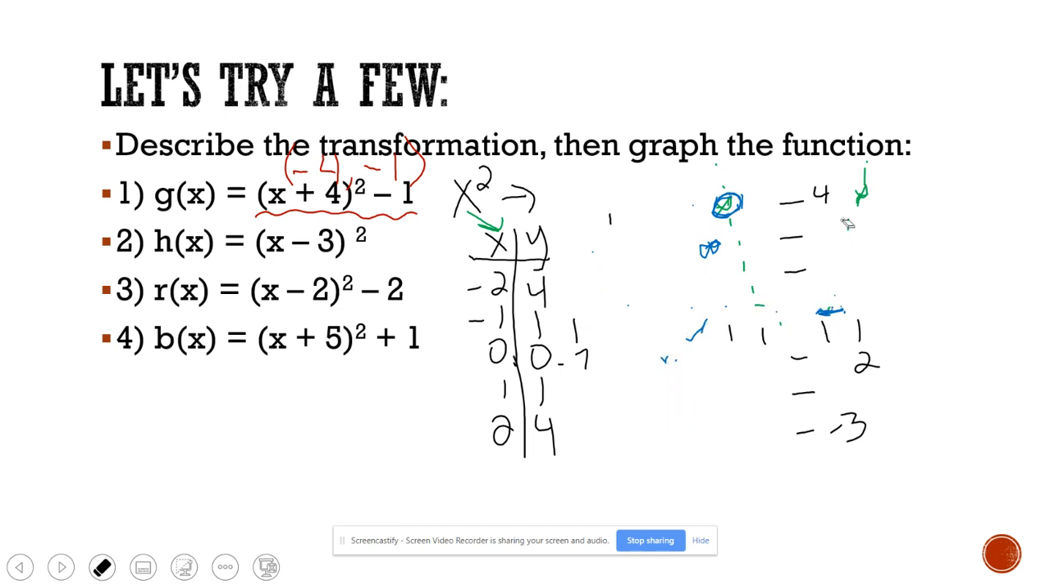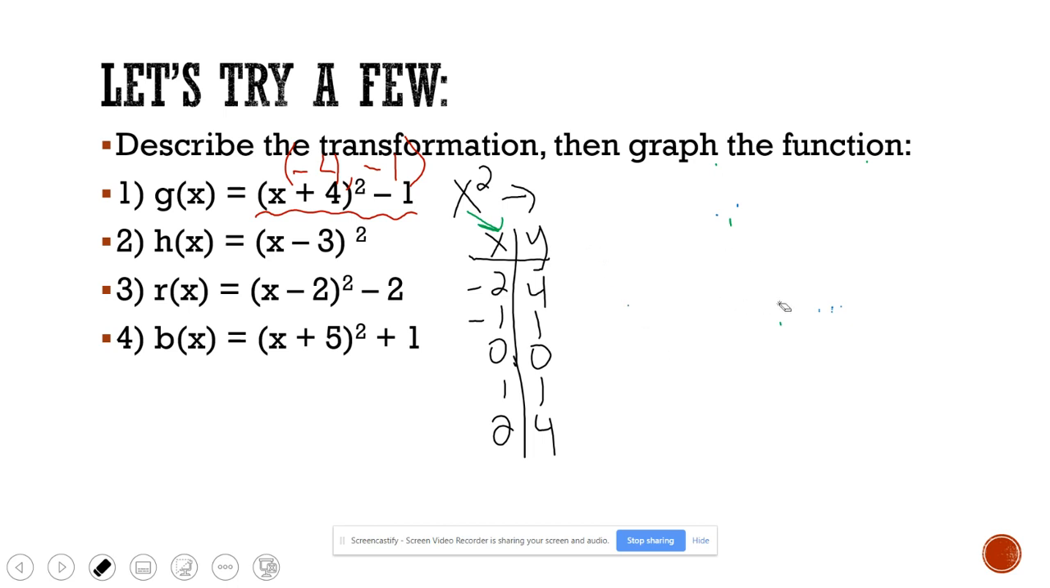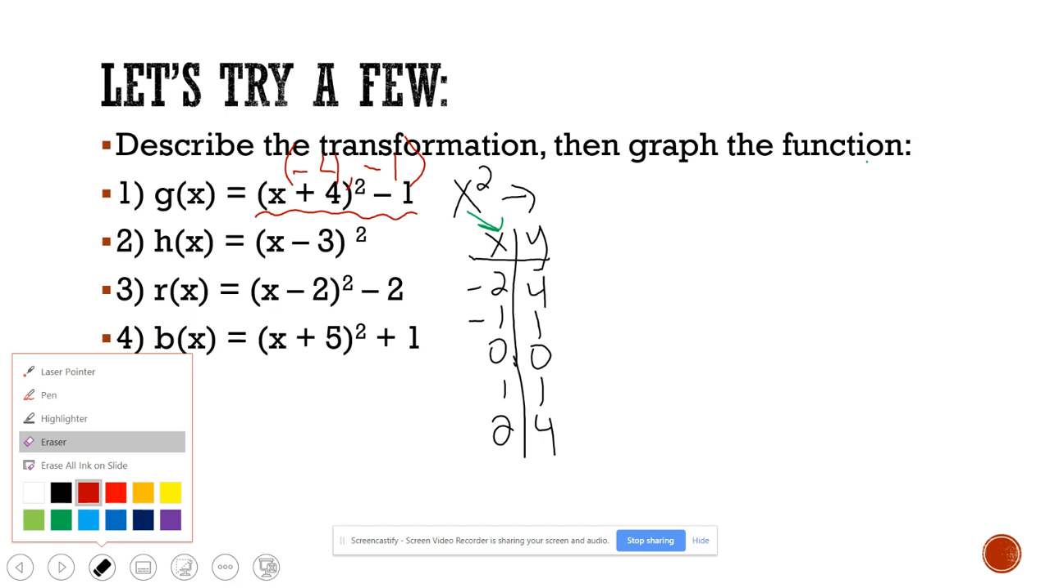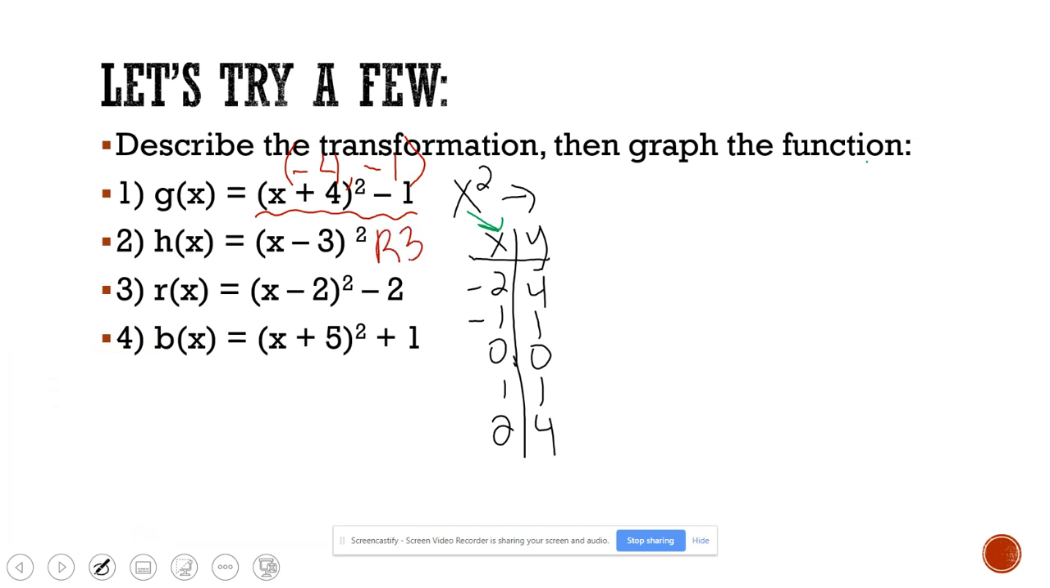Let's try another one. Let's do number 2. Number 2, we said, was going right 3. And that was it, only right 3. There was nothing outside here that we were adding or subtracting, so we aren't going anywhere up or down. Graph your parent function again.